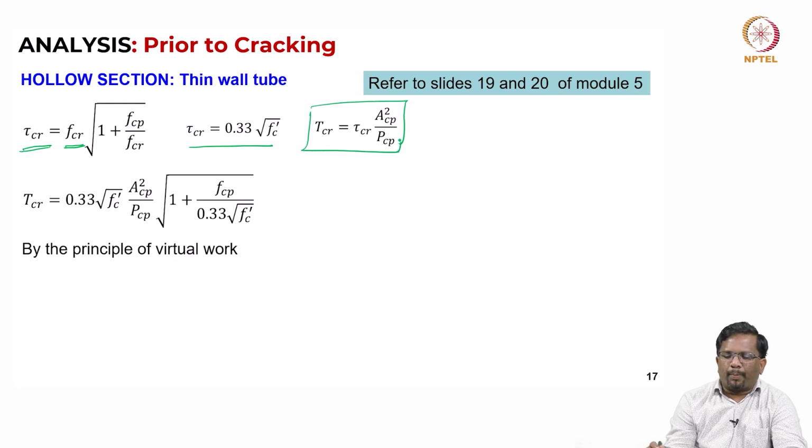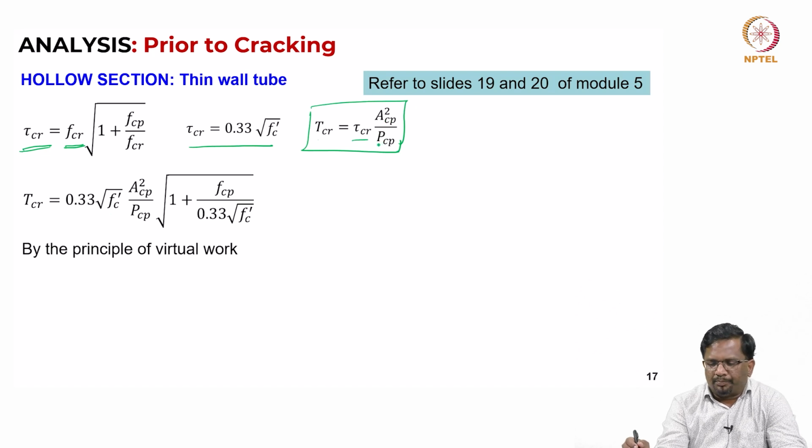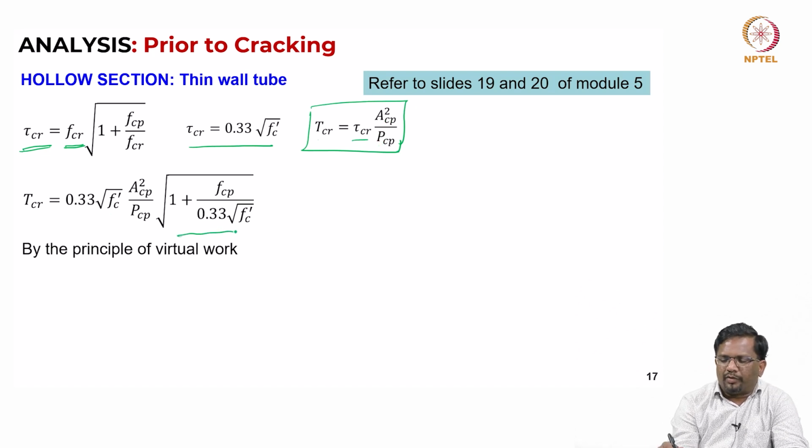So, if you see here, if I put this formula for Tcr, now Tcr is tau cr into A square cp by Pcp. Then again, you see here, tau cr I am putting here, and Tcr is 0.33 square root of f prime c times A square cp by Pcp times this, which is some kind of an amplification factor.